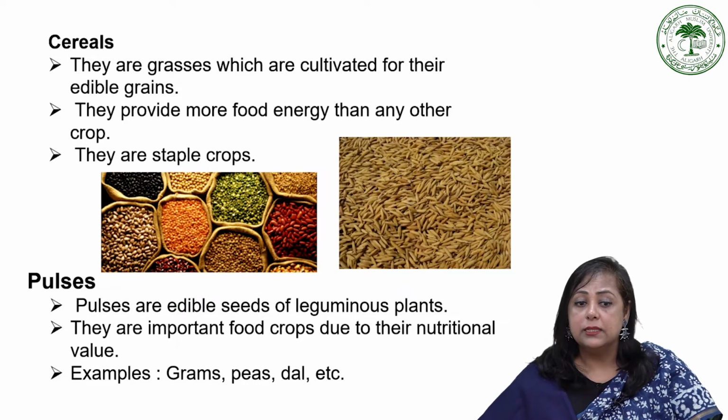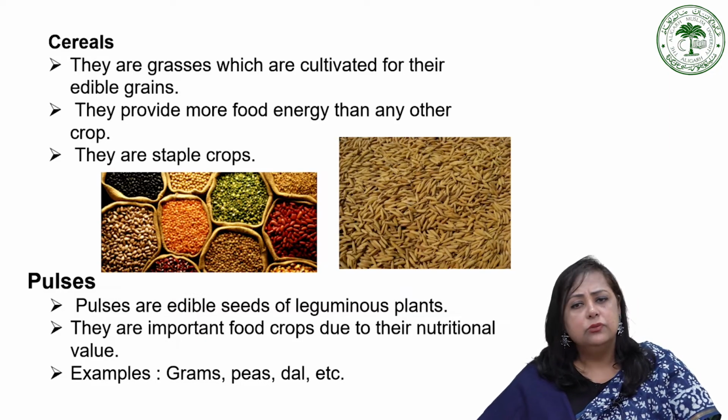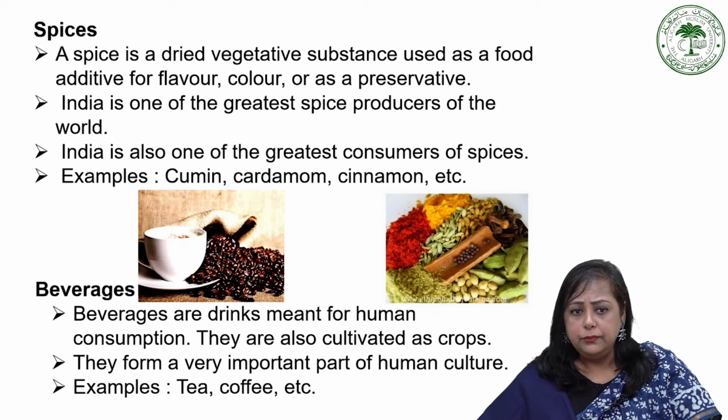Then we have pulses. Pulses are edible seeds of leguminous plants. They are important food crops due to their nutritional value, like grams, peas, all kinds of dal.